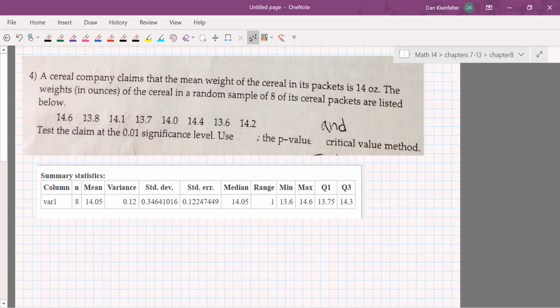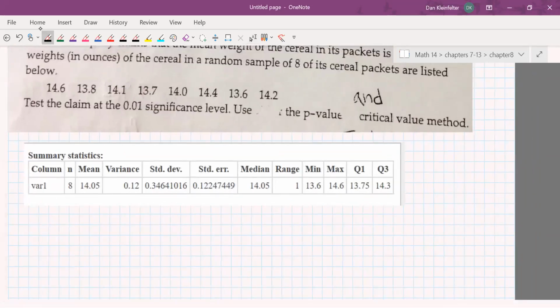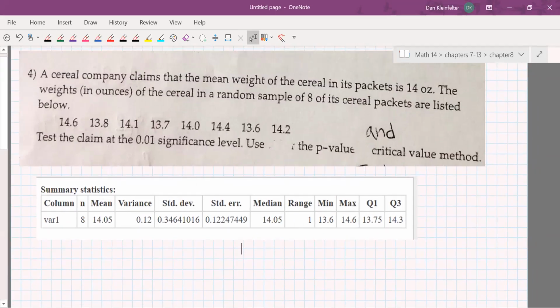For this one, we were given the raw data. To save us a little time, I calculated some summary statistics in StatCrunch for us to use. So as before, we'll start with the hypotheses first, null and alternative. So the claim is that the weight is 14 ounces.